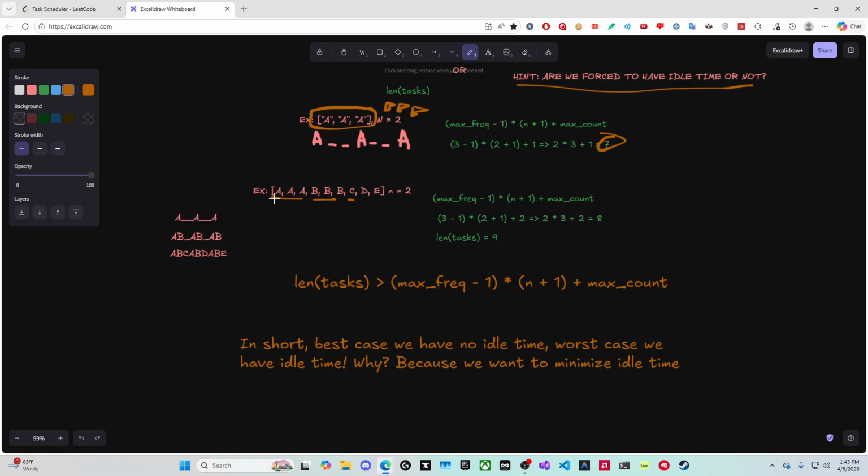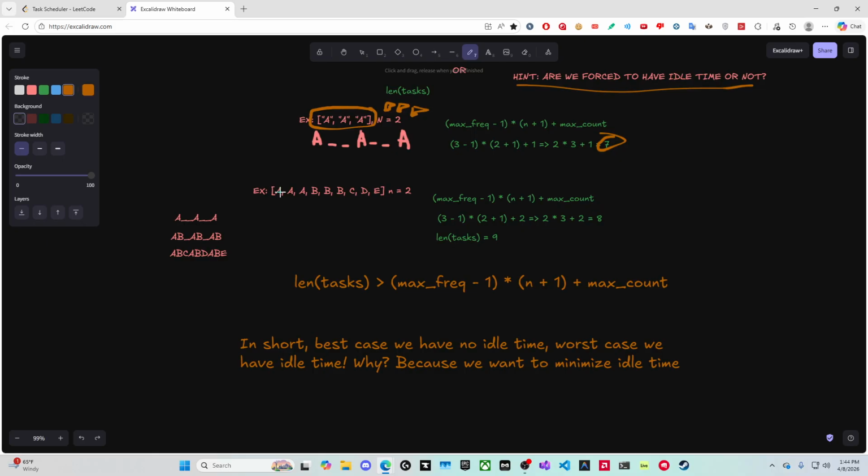What is our most frequent occurrence, right? It is 3, right? Because A shows up 3 times, B shows up 3 times. So 3 minus 1 is 2, and n is 2, so 2 plus 1 is 3, right? So we have this. Now for max count, right? What is our most frequent occurrence? It's 3, and how many times does 3 show up? It shows up twice, right? Because we have A's and B's tied here. So max count is actually 2 in this case, right? So we do 2 times 3 plus 2, so 6 plus 2 is 8, okay?